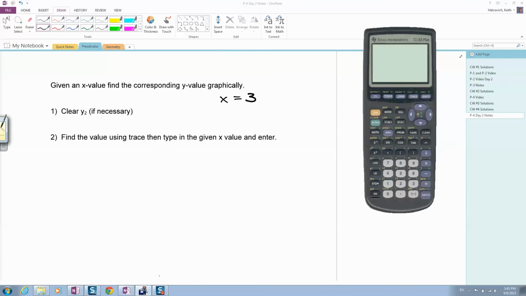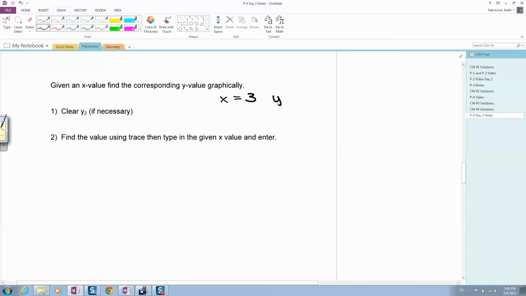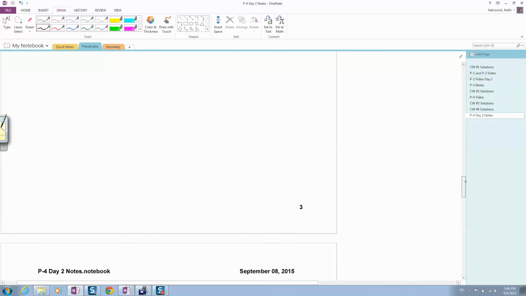So when we use our calculator here, we're going to graph this. And now to find the y value, you're going to hit the trace key, no second function, and then you're just going to type in 3. And it'll tell you when x equals 3, y equals 70. And that is your answer. So that's how you find the y value if you're given the x. So let's do some examples.